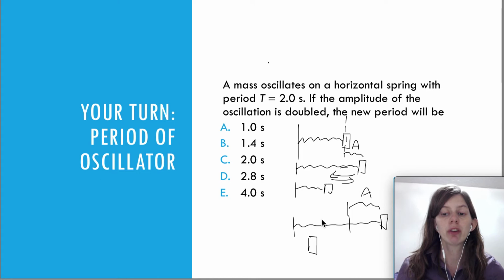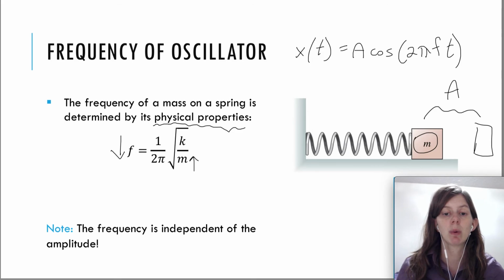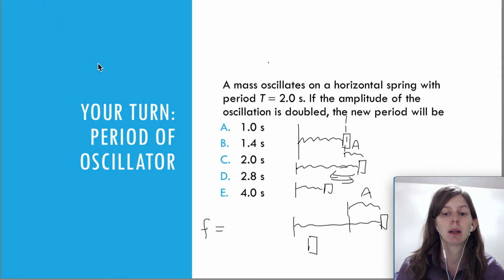So we just learned that the frequency, the number of oscillations per second, was independent of the amplitude. The frequency was equal to 1 over 2 pi times the square root of k over m. It had nothing to do with the amplitude. Well, if the frequency has nothing to do with the amplitude, then that means that the period has nothing to do with the amplitude as well, because the period was equal to 1 over frequency. So it doesn't matter the amplitude, it's not going to affect the period, the time for a complete cycle.